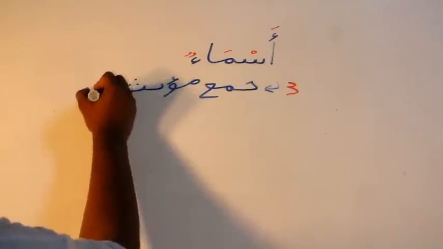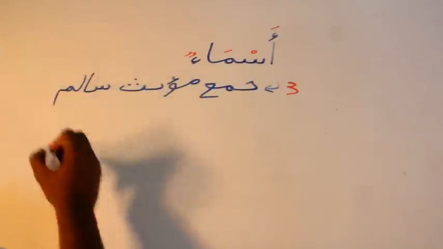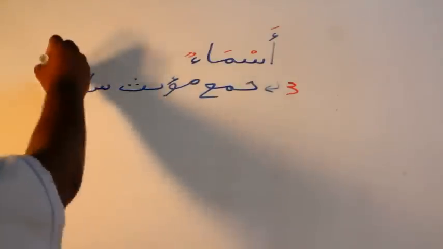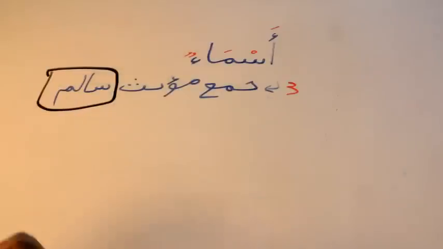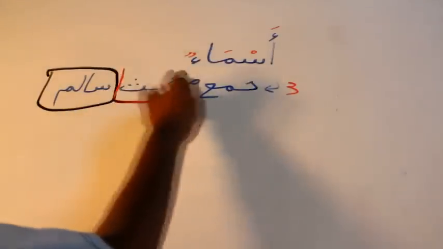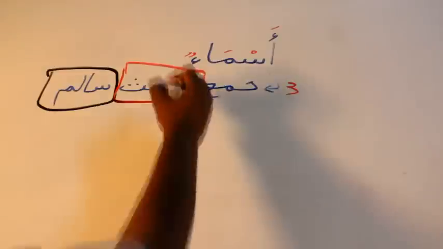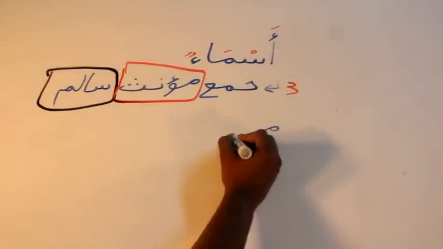Jam Mu'annath Salim. This is the last type of plural we'll be discussing for today. Jam Mu'annath Salim basically means the saved feminine plural. So again, we'll do another example. We'll look at Muslimatun, the same word but the feminine version of it. So Muslimatun is basically a female Muslim.